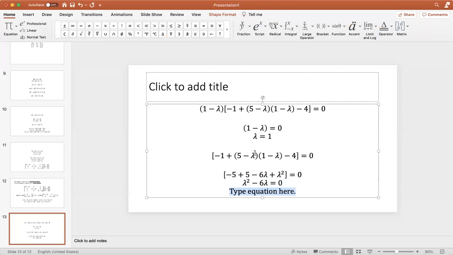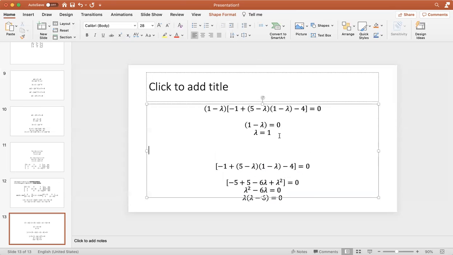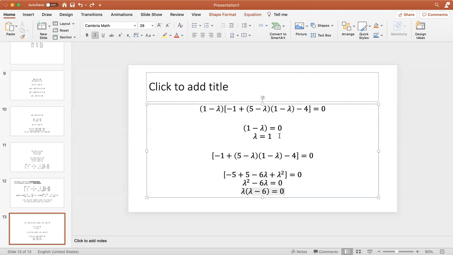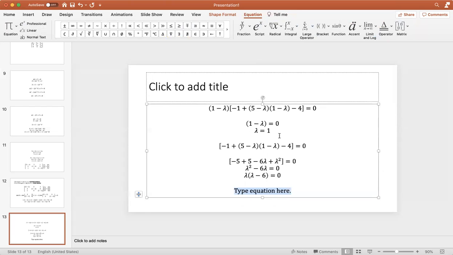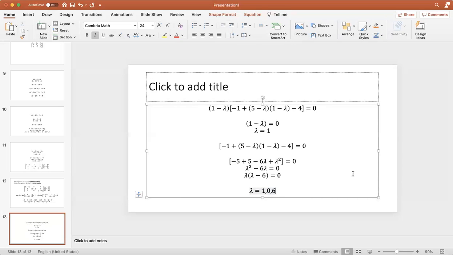Therefore, lambda times lambda minus 6 equals 0. So you end up with 3 possible values. No? You end up with 3 possible values of lambda, right? And therefore, the eigenvalues, right? Of course, that's already an advanced lesson, but the values of lambda that will ensure that you have non-trivial solutions will be 1, 0, and 6. Okay. So let me just verify this a little closely, and maybe we can review this again in the next tutorial.